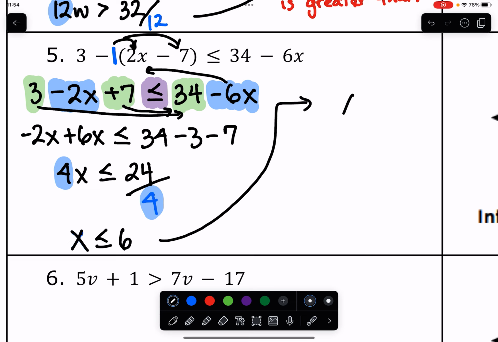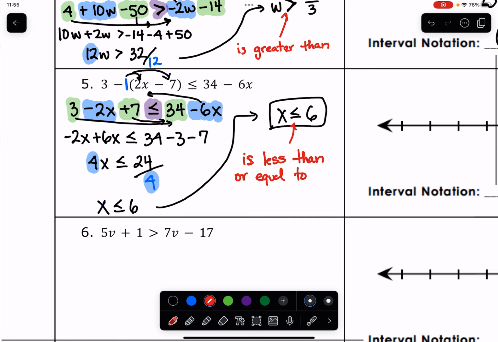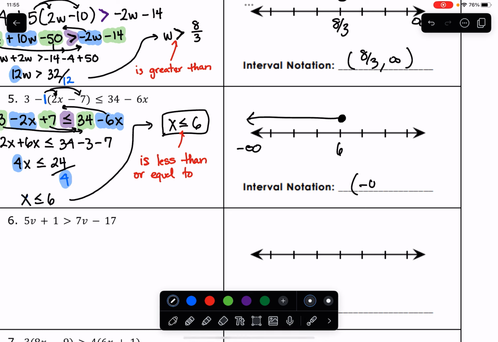So this is our solution. X is less than or equal to 6. And this symbol right there, again, is the less than, I don't know why I'm writing greater than, sorry, less than or equal to. So on the number line, we'll have a closed circle above 6 pointing towards the left, towards negative infinity, and our interval will be negative infinity to 6 with a closed bracket on the 6.